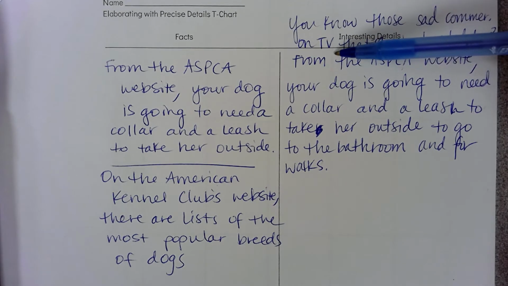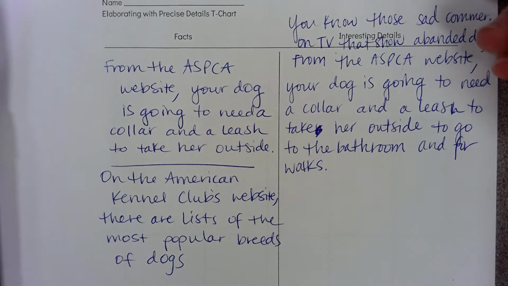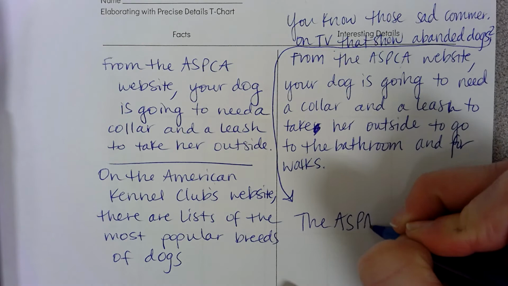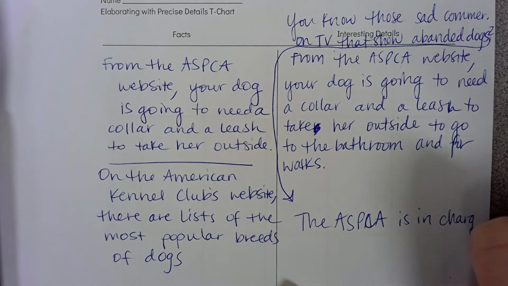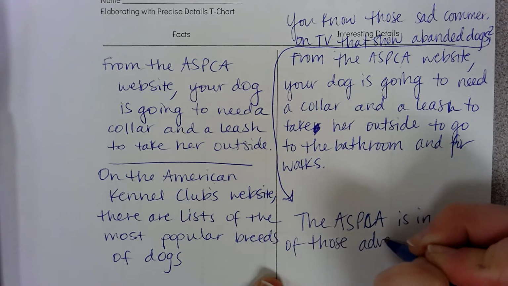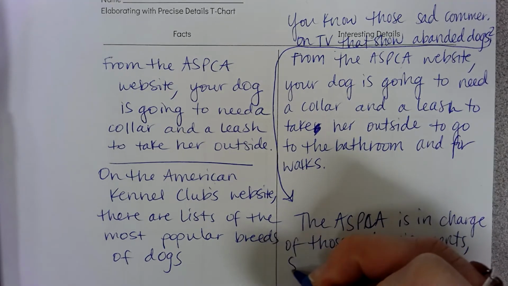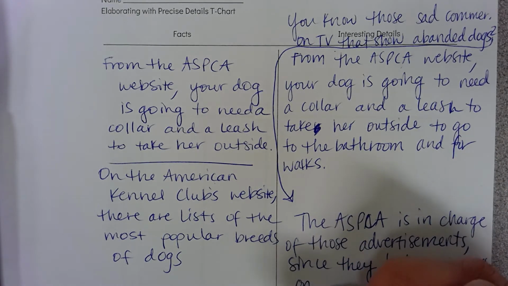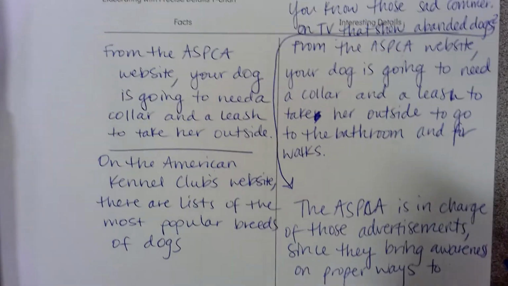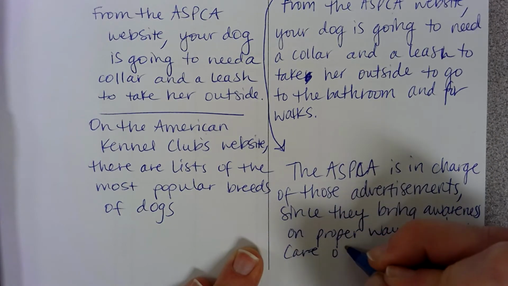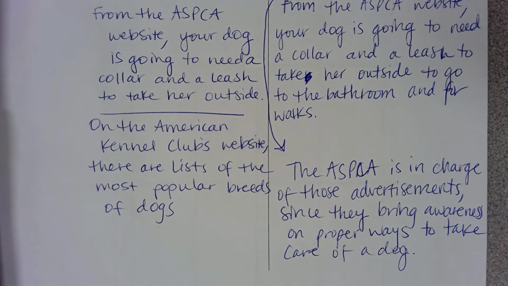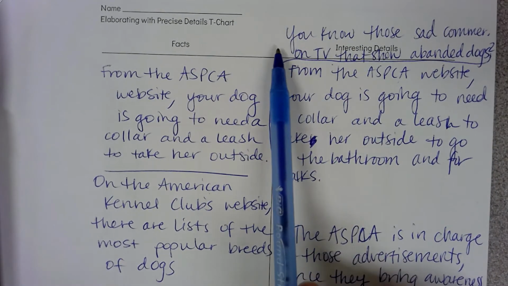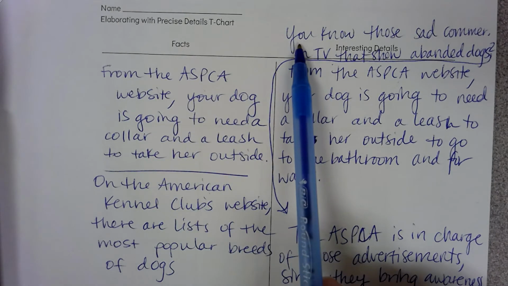Okay, and I could start out by saying that in my topic sentence: those sad commercials on TV that show abandoned dogs. The ASPCA is, how could I do that? Maybe I'll write it down here. The ASPCA is in charge of those advertisements since they bring awareness on proper ways to take care of a dog. Okay, now I know this is kind of a mess here, but it's what the editing and the writing process is. So here's how I would add in this information, not just saying from the ASPCA website. Follow along with me.